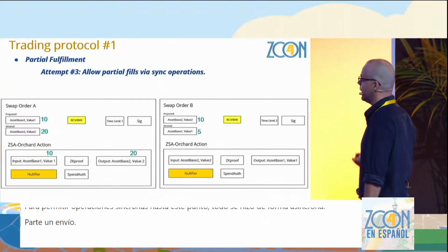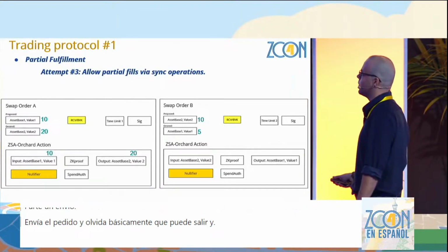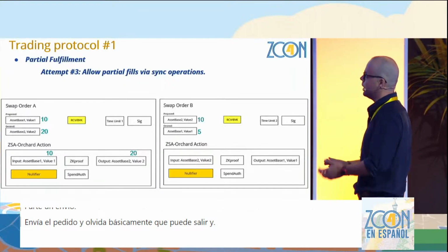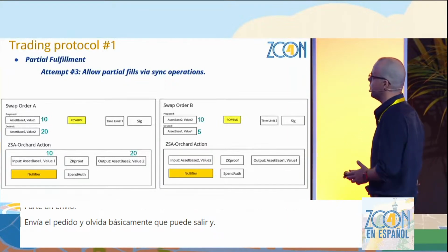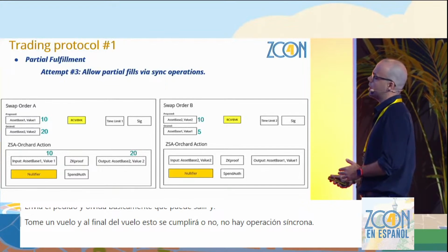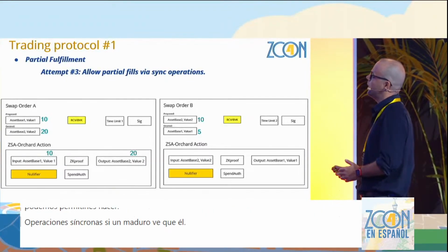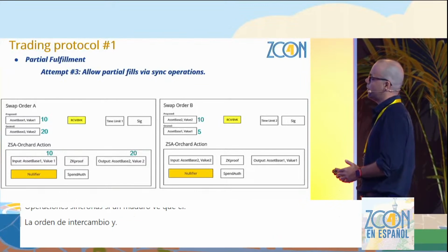He can go out and take a flight, and at the end of the flight, either this will be fulfilled or not. There is no synchronous operation up until this point. So let's say we have serious players in the market. We can allow them to do synchronous operations. If a matcher sees that he has this swap order and same ratio, but a smaller order, he will ping party A, okay, prepare an appropriate swap order with these values.